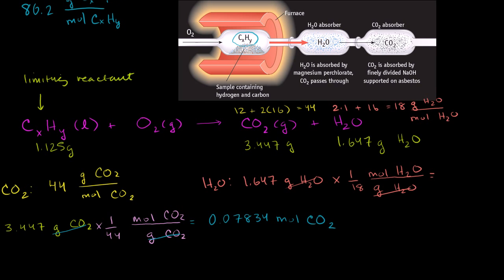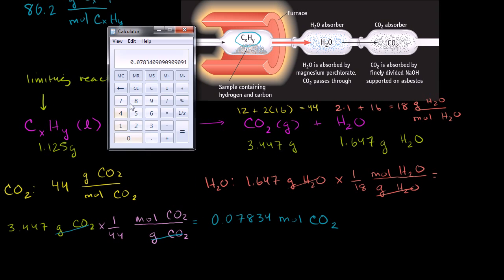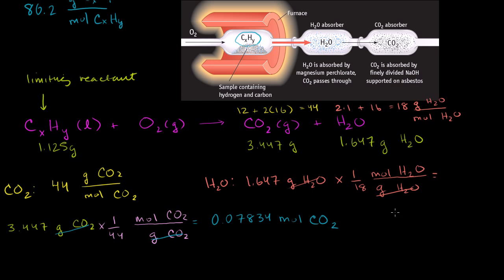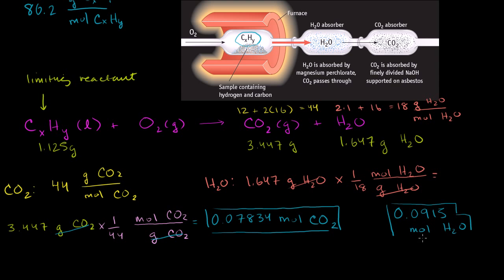Let me scroll over a little bit and get the calculator out. And so we have 1.647 divided by 18, which is 0.0915. So let me do this in a new color. We have 0.0915 moles of H2O. So far we figured out in our products how many moles of carbon dioxide we have and how many moles of water.